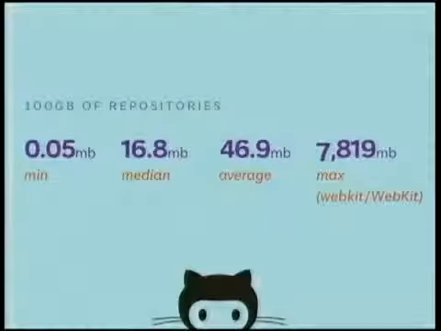We guessed 20, and we were so wrong. So we started with 25, and then went to 50, and then 100, and it came in just under 100, so wow. And here's some basic summary stats for the top 2,000 repositories. WebKit is the really big one, and who knows what's happening with that tiny one.